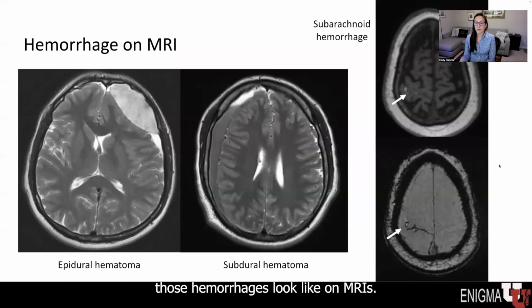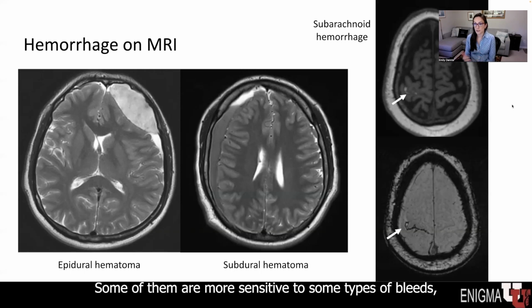Here's what some of those hemorrhages look like on MRIs. So here, for example, is an epidural hematoma where the blood shows up very bright. Here we have a subdural hematoma, so it's under the dura mater. And here, a subarachnoid hemorrhage. So there are different MRI sequences that we can use to see each of these. Some of them are more sensitive to some types of bleeds and some types of lesions than others.